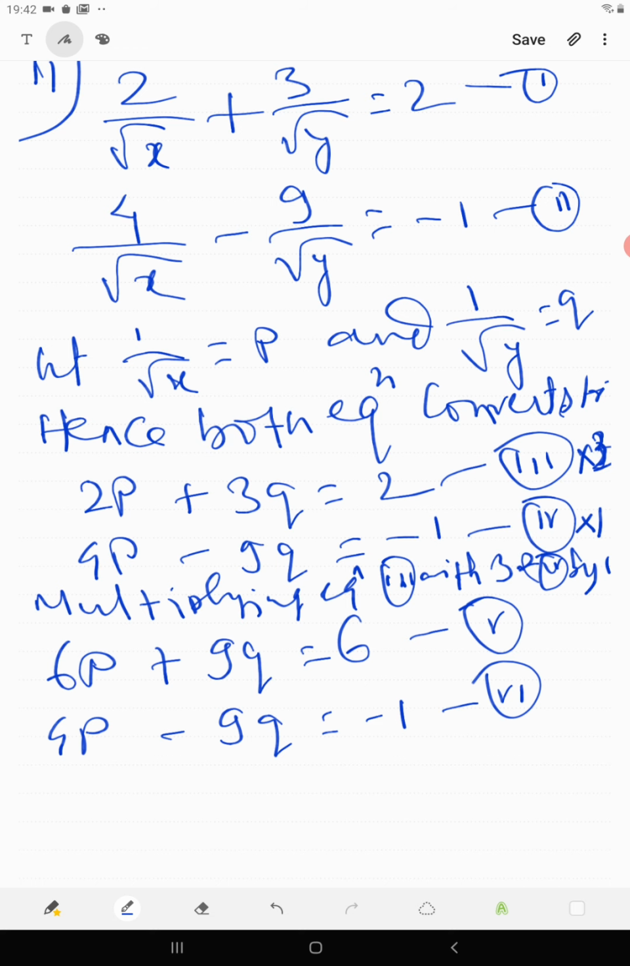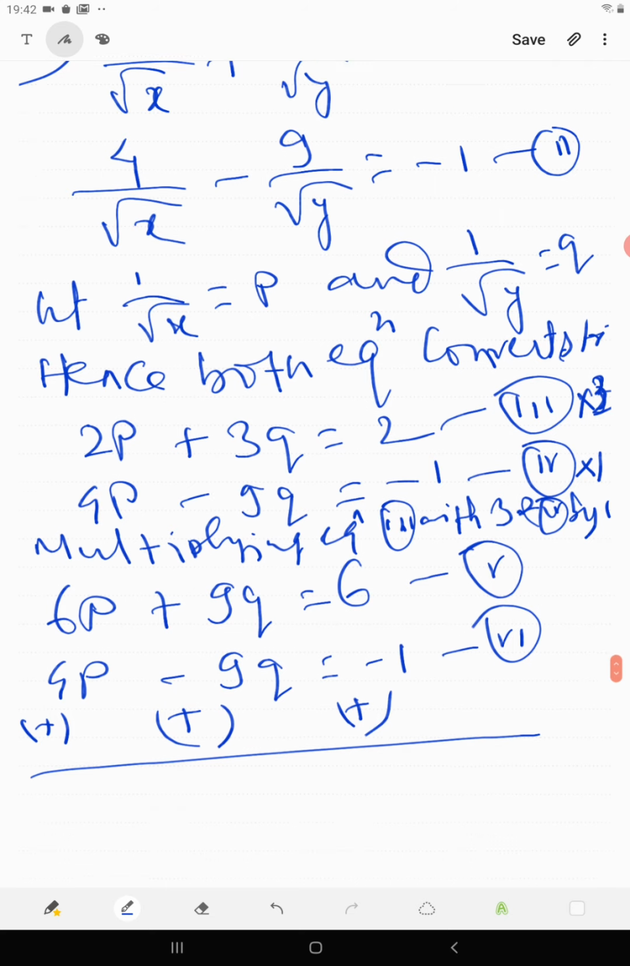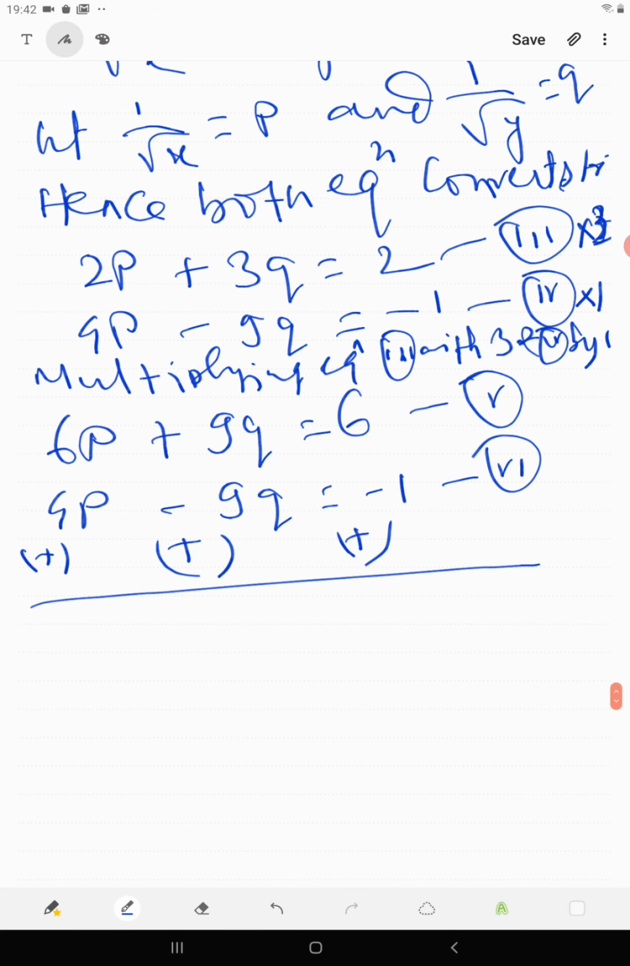Now suppose we are adding it, because plus minus is there, so we can add it. Plus plus plus. What will happen? There will be no sign change. Sign change happens only for the minus thing. So here I am adding. So 9q will be cancelled off. 6p plus 4p is 10p. 10p equals 6 minus 1 is 7.